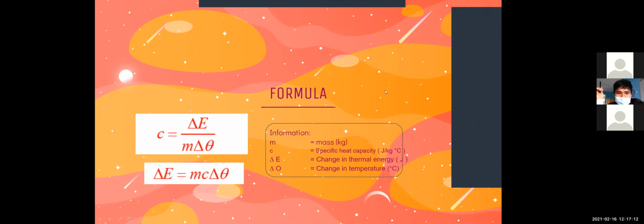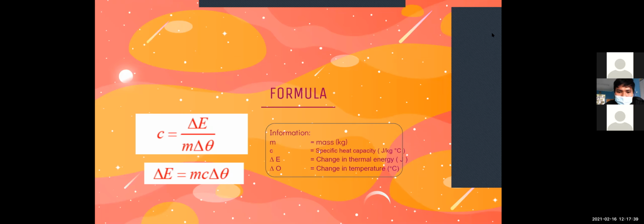Next, we will tell you about the formula to find specific heat capacity and thermal energy. To find the specific heat capacity, the formula is change in internal energy divided by mass times change in temperature. And to find the thermal energy, the formula is mass times specific heat capacity times change in temperature.